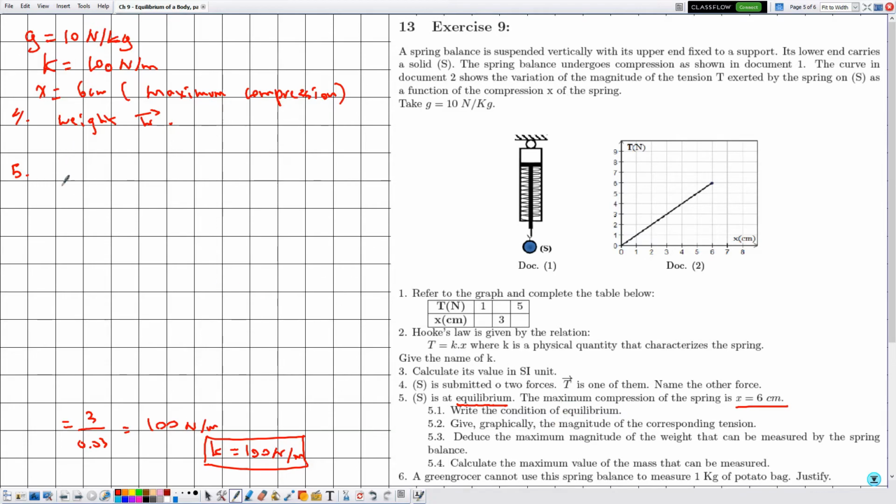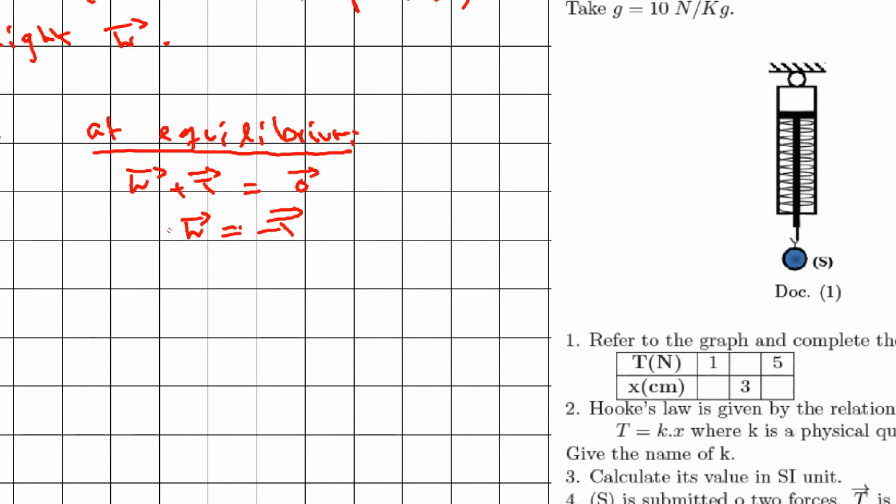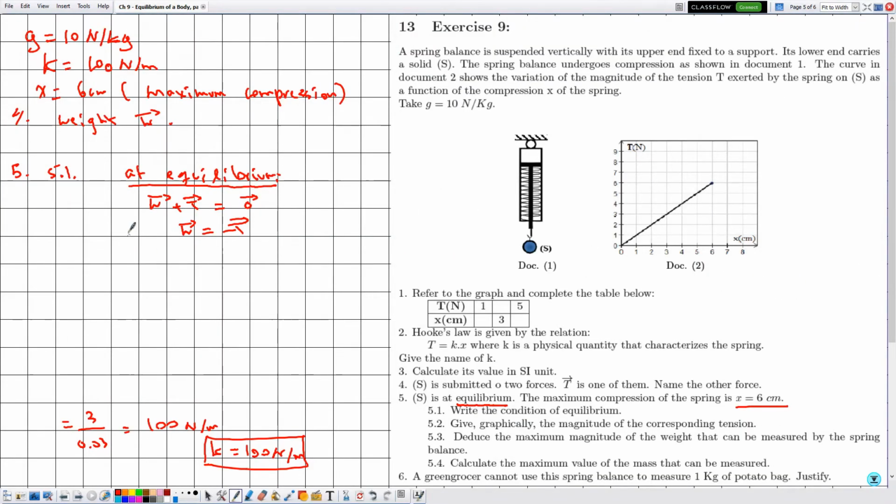Then in 5.1 they are asking us to write the condition of equilibrium. Then as a title we will write at equilibrium. And on the left hand side of this equation we write the different forces acting on the solid, given by the weight and the tension. And on the right hand side of this equation we write the zero vector corresponding to the condition of equilibrium. Dragging T to the right hand side, it will gain a minus sign. Now this is it, no need to extract the magnitude property.